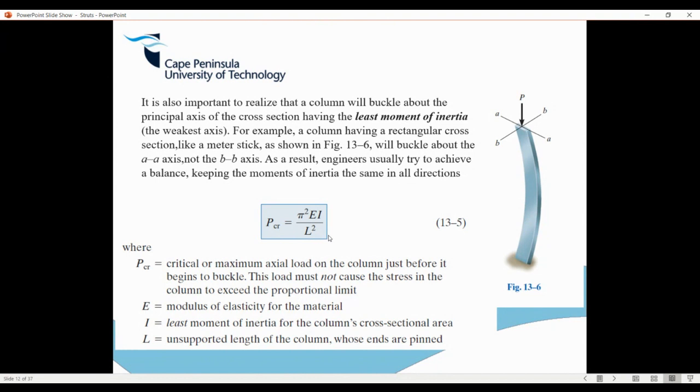And let's go to I. Now I is very important, very, very important. I and L are for you to figure out within a test particularly. So let me explain what I mean by this. It says it is important to realize a column will buckle about the principal axis of the cross-section that has the least moment of inertia. So the weakest axis.